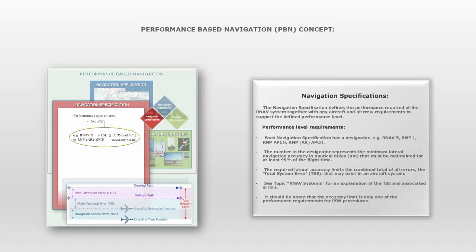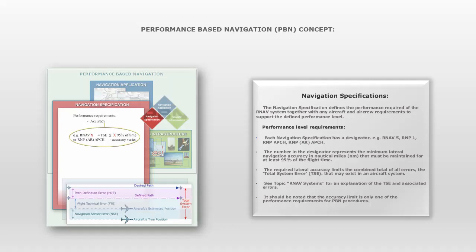Navigation specifications. The navigation specification defines the performance required of the nav system together with any aircraft and aircrew requirements to support the defined performance level. Performance level requirements: each navigation specification has a designator, for example RNAV 5, RNP 1, RNP approach. The number in the designator represents the minimum lateral navigation accuracy in nautical miles, nm, that must be maintained for at least 95% of the flight time.